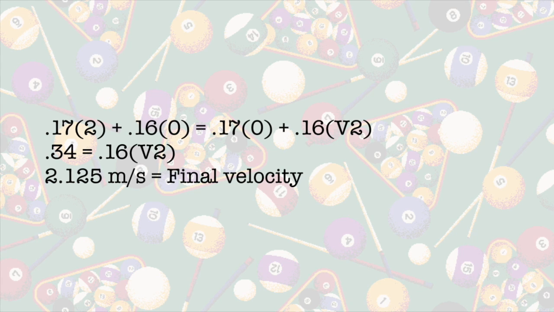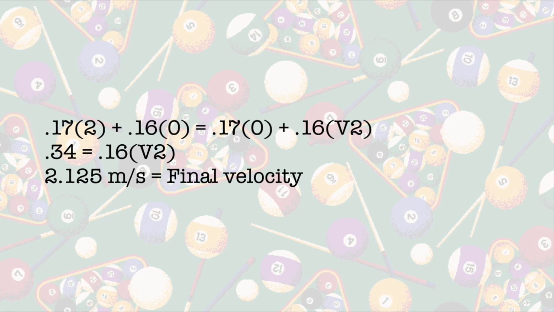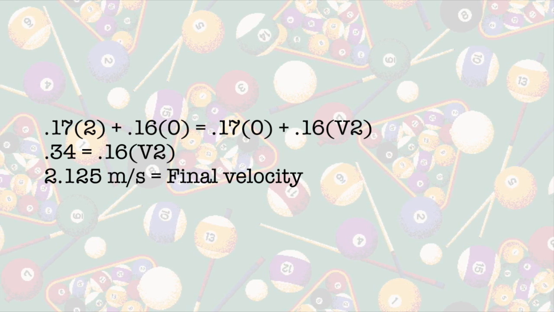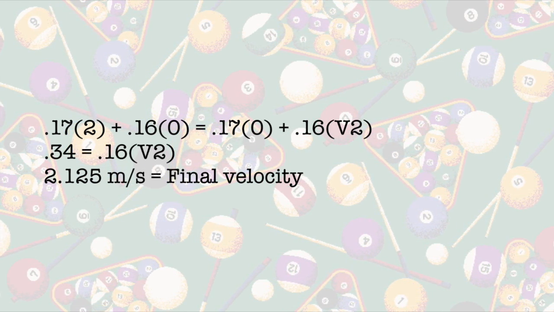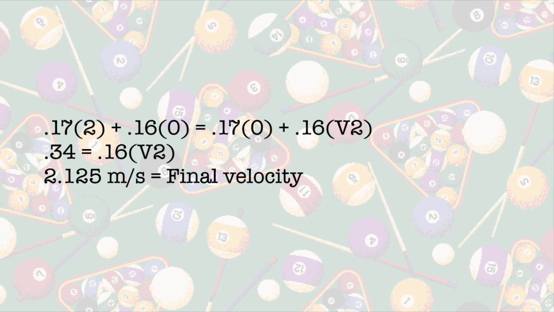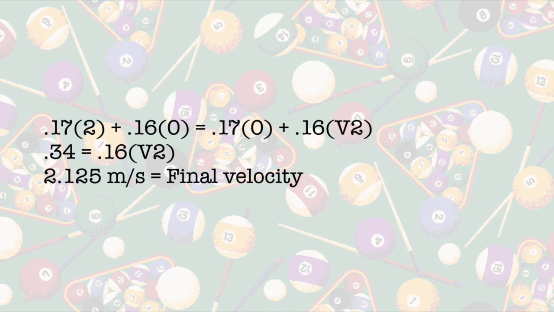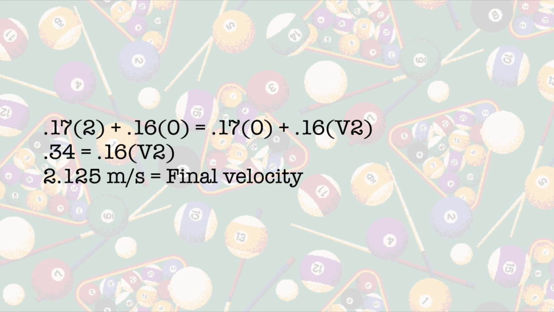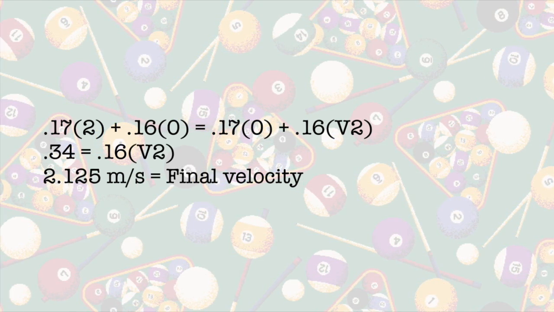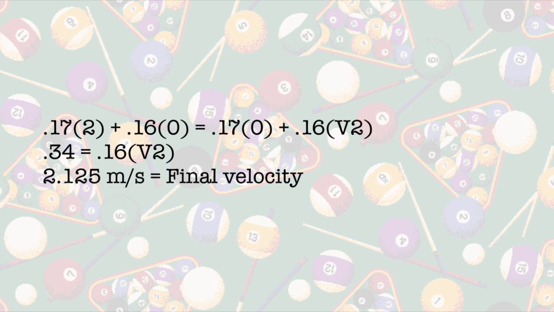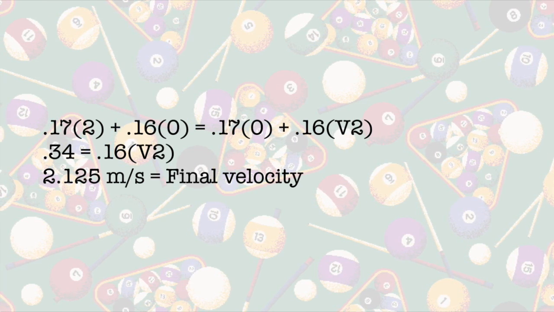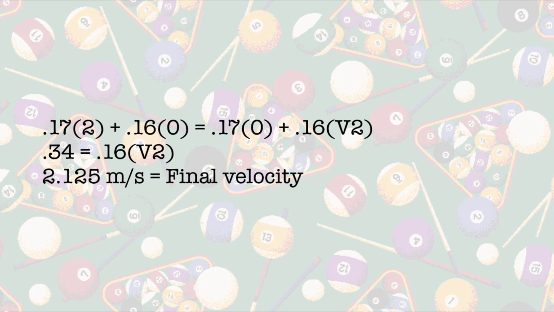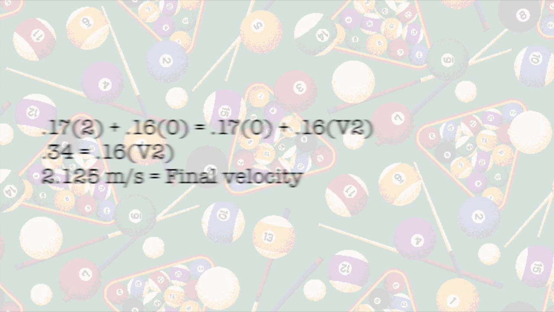This shows the mass of the cue ball, .17, times 2, the initial velocity, plus .16, the mass of the 8 ball, times 0, its initial velocity, equals the mass of the cue ball times its final velocity, plus the mass of the 8 ball times its final velocity, which is what we're trying to solve for. In the end, we get 2.125 meters per second.